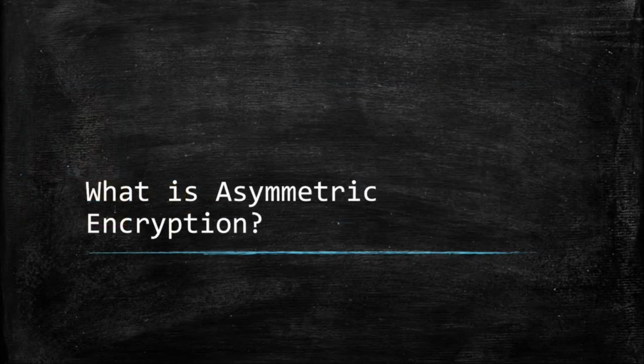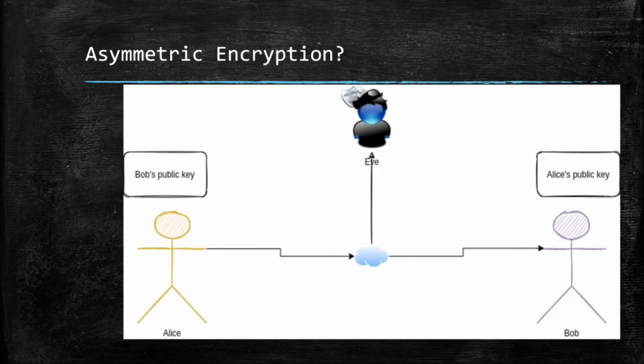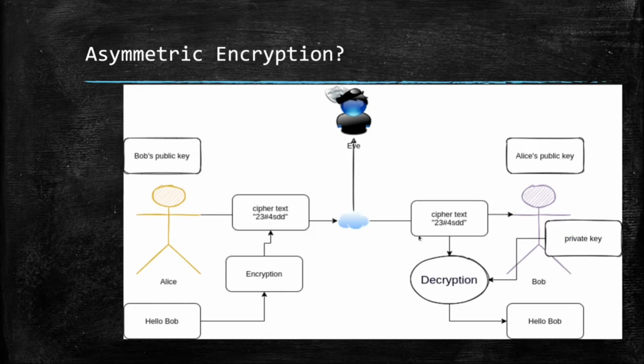So let's move on and see what asymmetric encryption is. In asymmetric encryption, they will not share the same key. Everybody will exchange a public key. So Alice will have Bob's public key, and Bob will have Alice's public key. When they try to communicate, Alice will send the message, "Hello Bob." It will be encrypted using Bob's public key, and a ciphertext will be sent over the network.